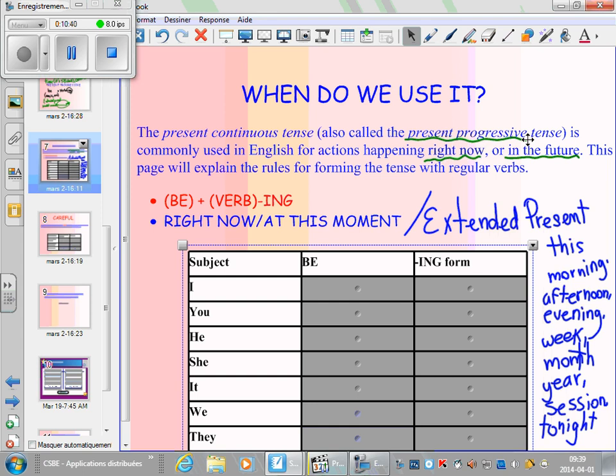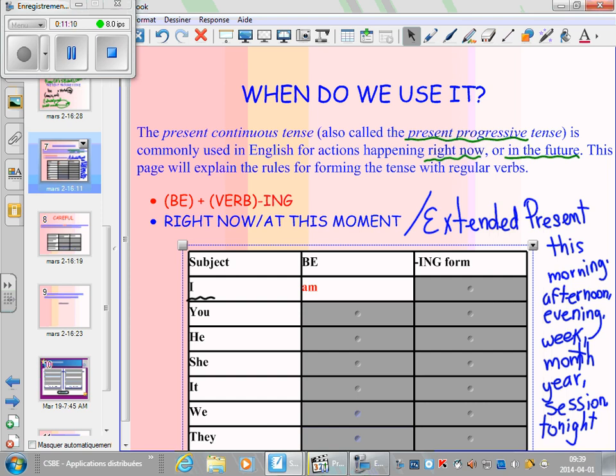Next thing we see here. Subject. We have I as a subject. Verb to be. How are we going to conjugate the verb to be with I? I am. Yes. I am. And the ing form of the verb, regular or irregular, does it change anything?